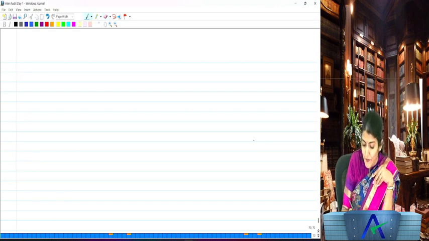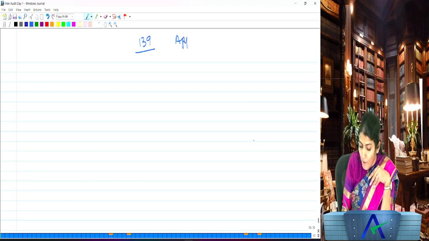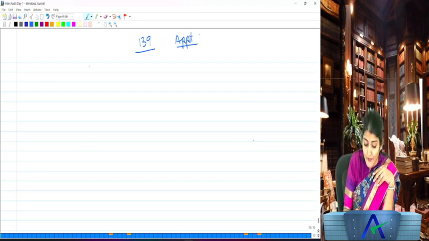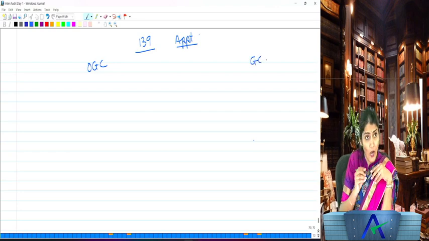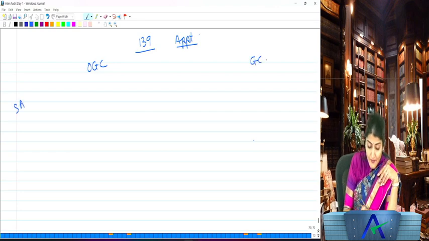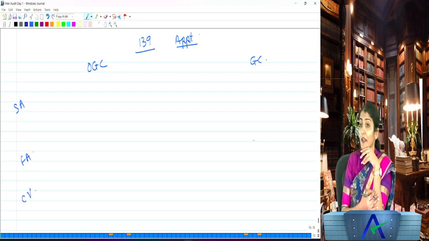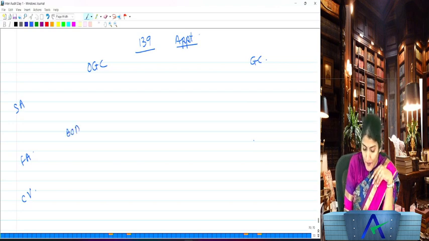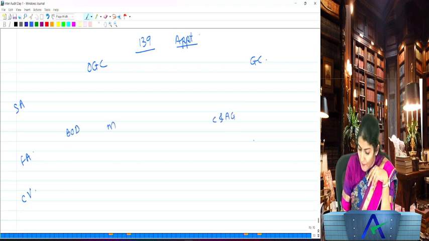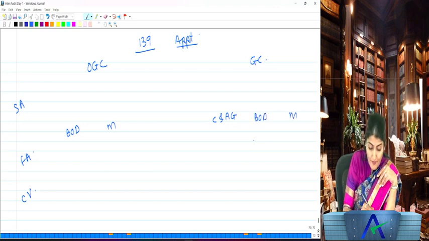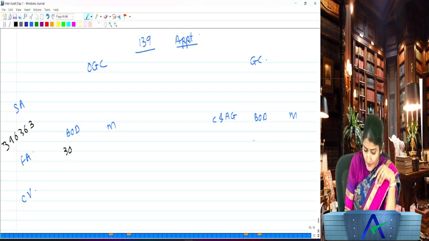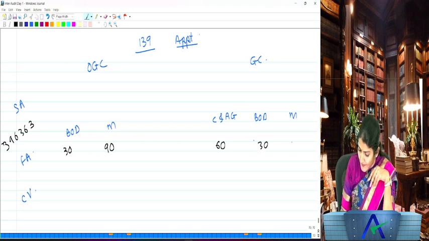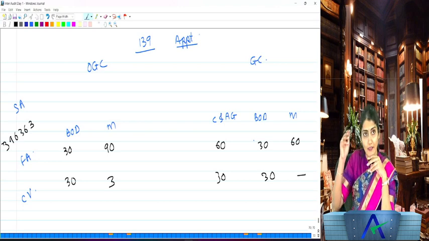Then after that we came to section 139, which is regarding the appointment of the company auditor, which we discussed as other than government company and the government company, appointment of the subsequent auditor, appointment of the first auditor, and the appointment of the auditor in case of the casual vacancy. And then what are the provisions? BOD members, C and AG, board of directors and the members. And then what is the formula? 30, 90, 60, 30, 60, 30, 30 dash. Right, 30, 30 and then dash.